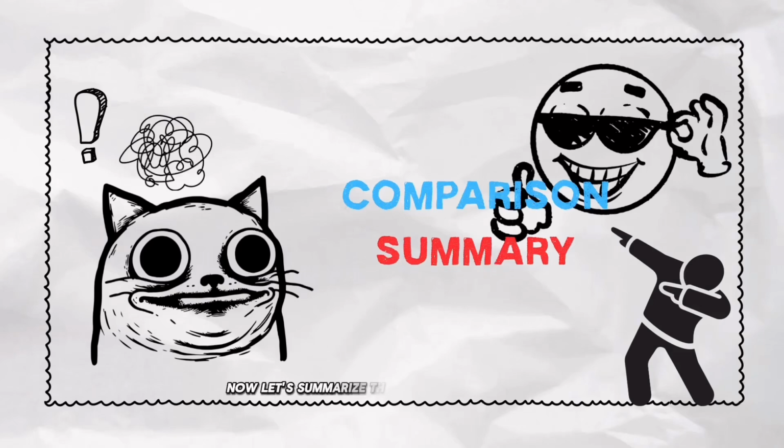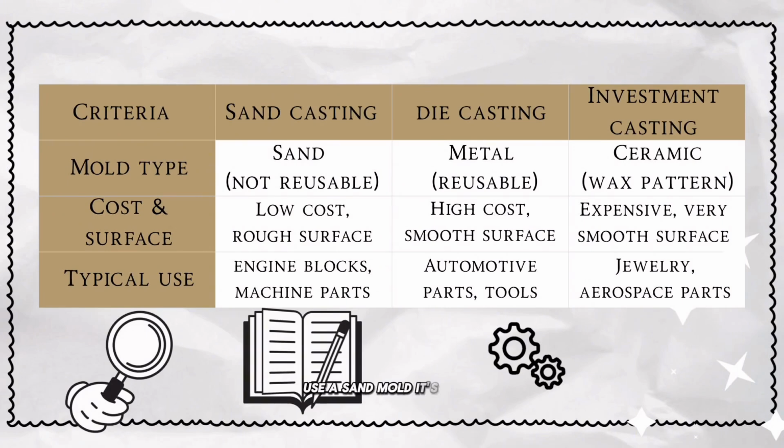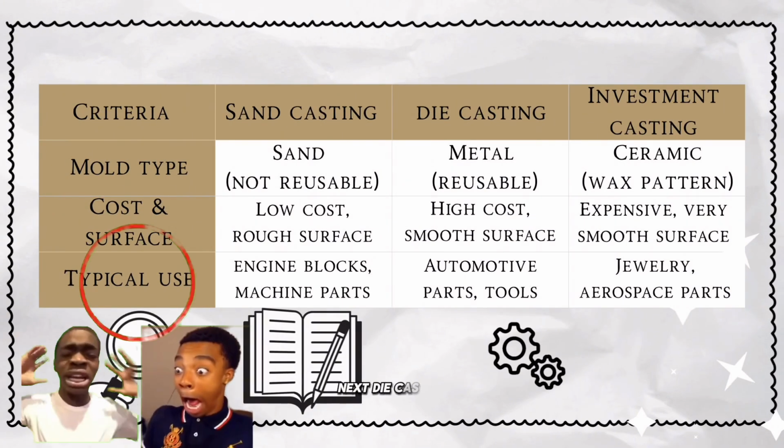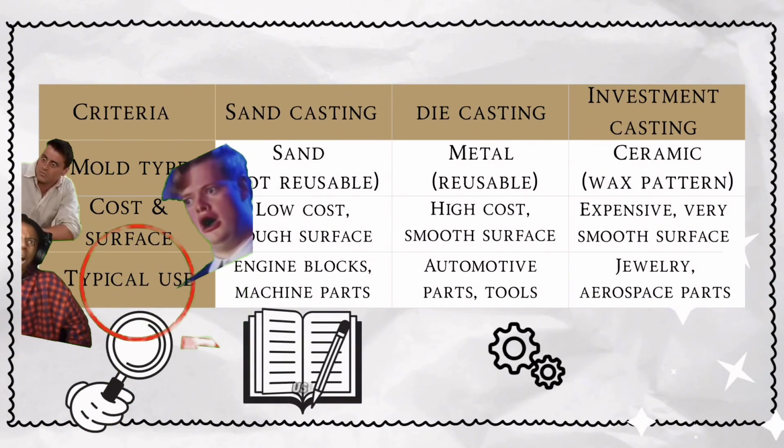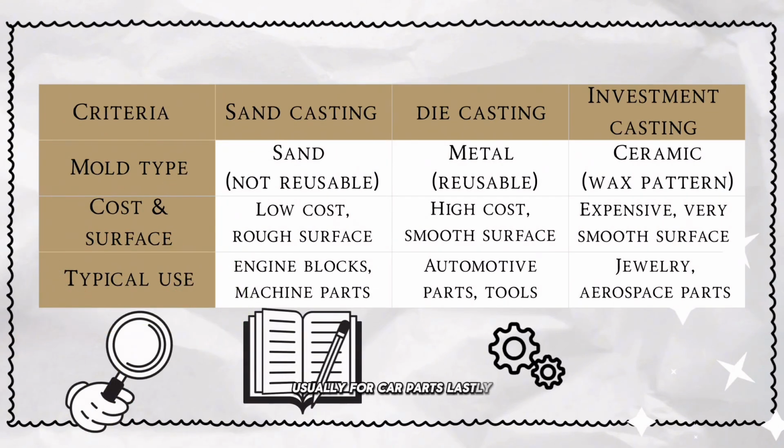Now, let's summarize the three casting processes. First, sand casting uses a sand mold. It's cheap but gives a rough surface and is used for engine parts. Next, die casting uses a metal mold. It's more expensive but the surface is smooth, usually for car parts. Lastly, investment casting uses wax and ceramic molds. It's costly but very smooth and is used for jewelry and aircraft parts.